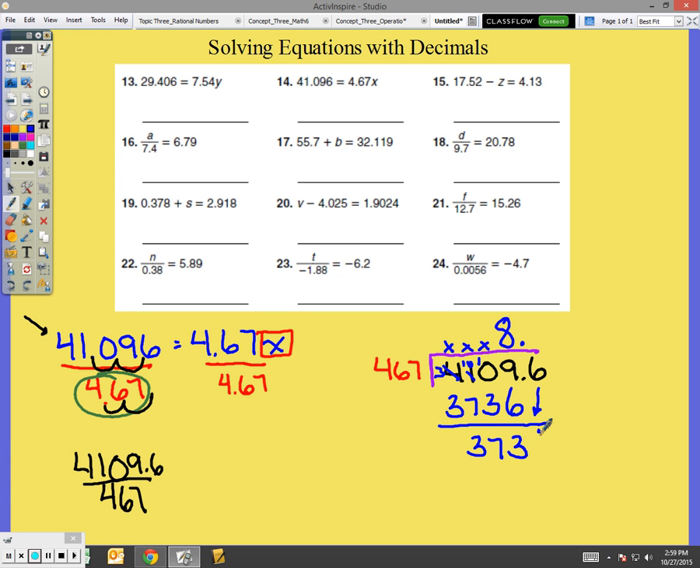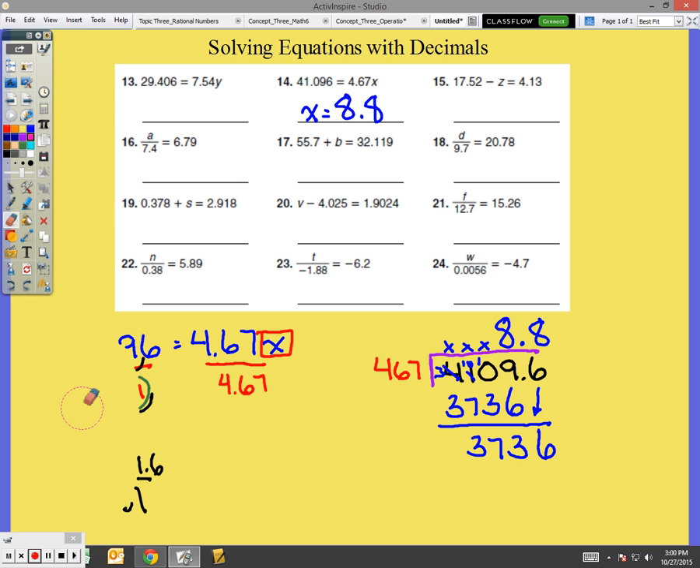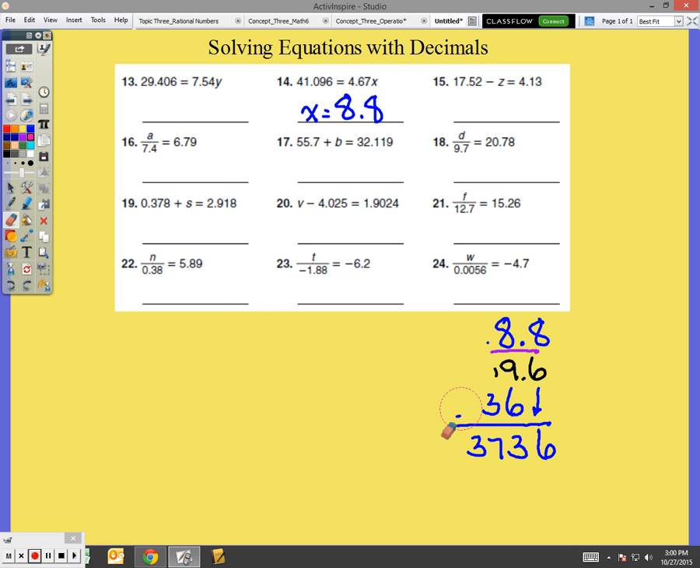I'll put the 6 here now. Oh, look at this. 3,736 left over. Look what I just did when I multiplied 8 times this. It gave me that exactly, so I know my answer is 8. So for this one here, we would say that x is equal to 8 and 8 tenths. Again, as you saw me making a video, real easy to make a calculation mistake on this. Don't do what I did and make a mistake. But if you do make a mistake, do what I did and catch a mistake.